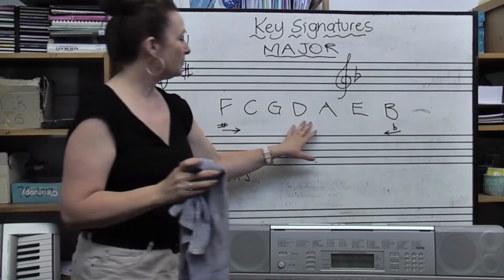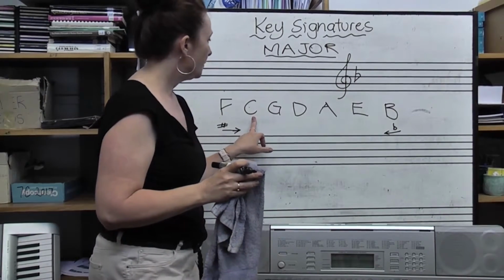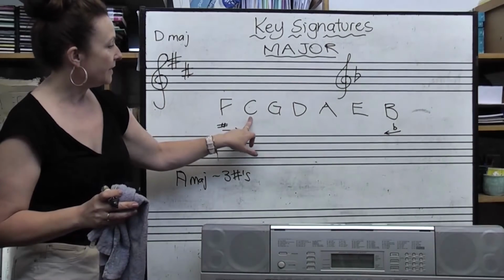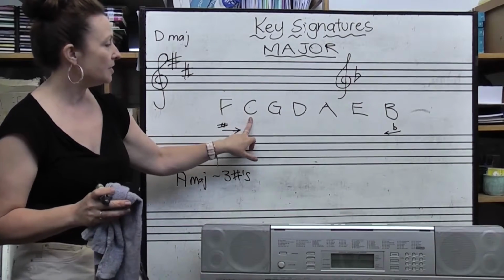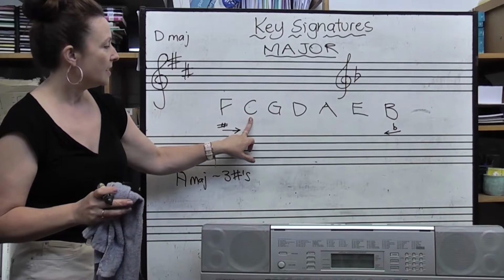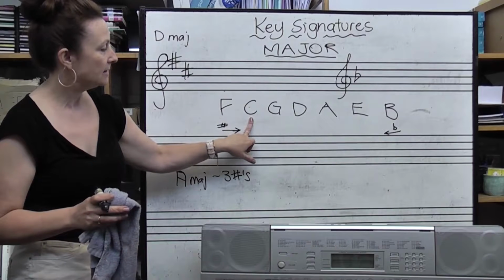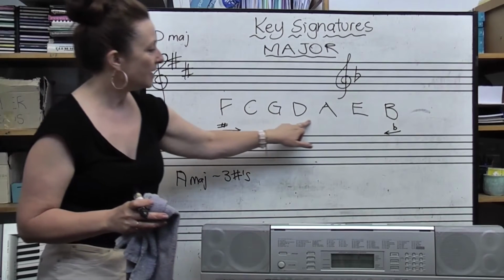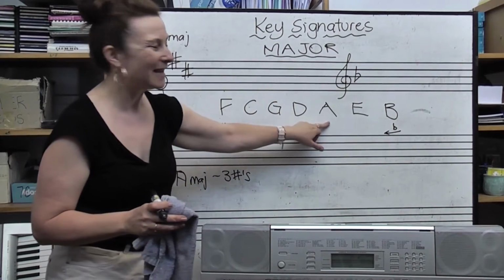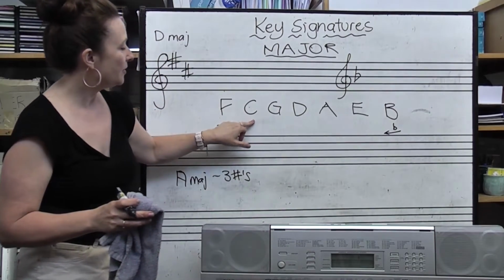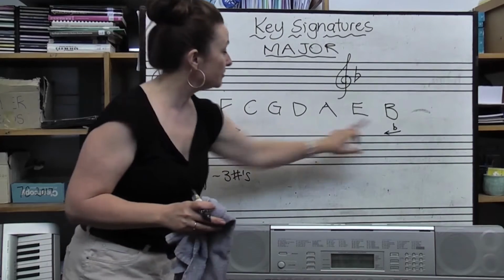What happens though when we hit another flat key? Let's say we want to know the key of A flat major. We can't go this way because that's not an A flat, that's an A. We need to go the flat direction, which is this way.